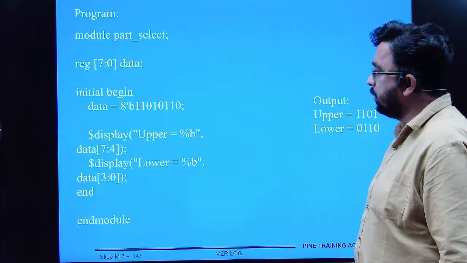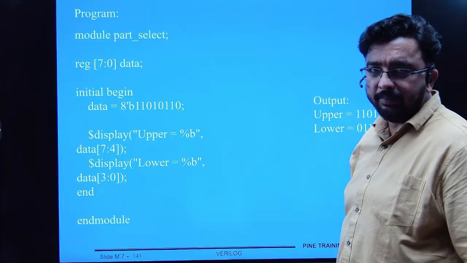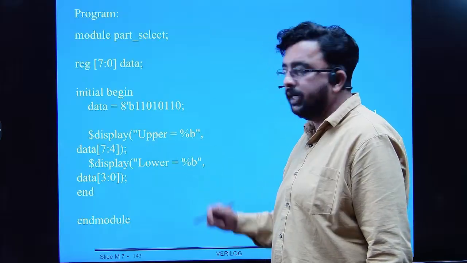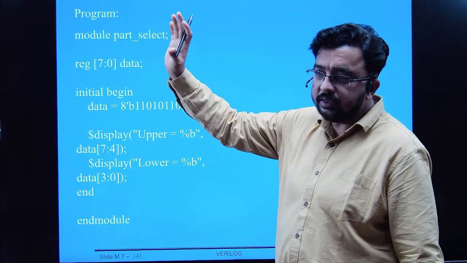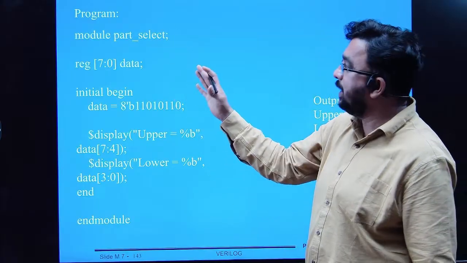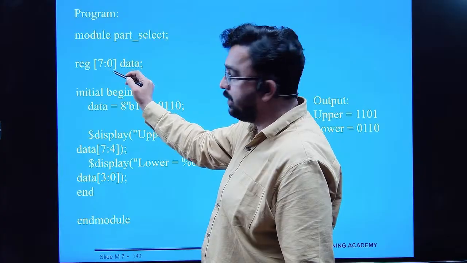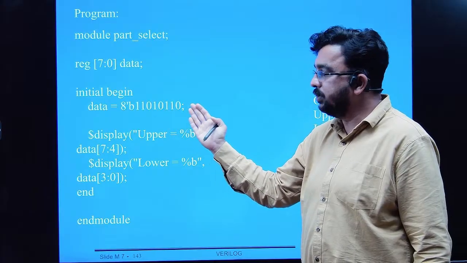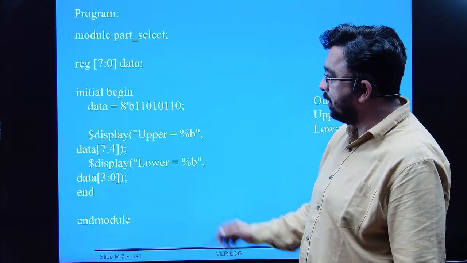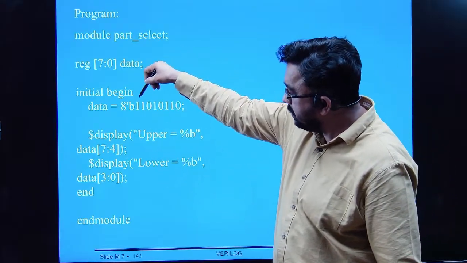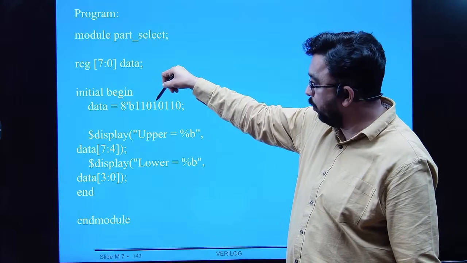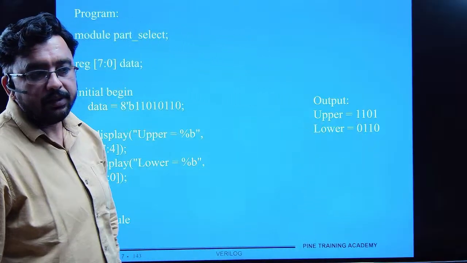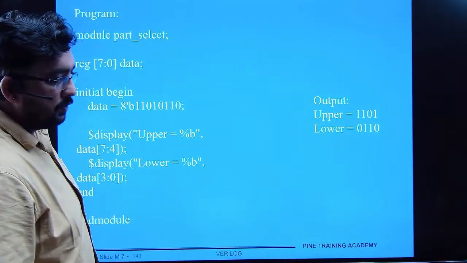Now the program. Okay, it is a small program, just for your understanding, where we have to extract the upper data and the lower data. Okay, this is an example of part select. Module part select, reg 8 bit data, that is 7:0. Some data you have initialized, 1101 and 0010. Now you have to display the upper data as 7:4. What will 7:4 be? 7, 6, 5, 4. And what will the lower be? 0110. Look, this is the example, 0110.